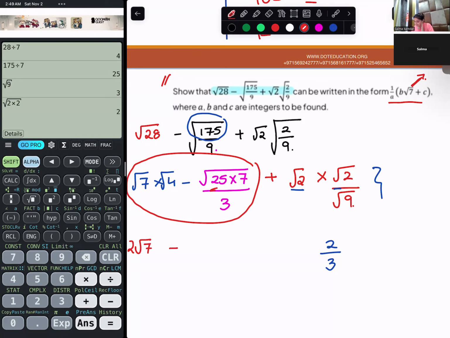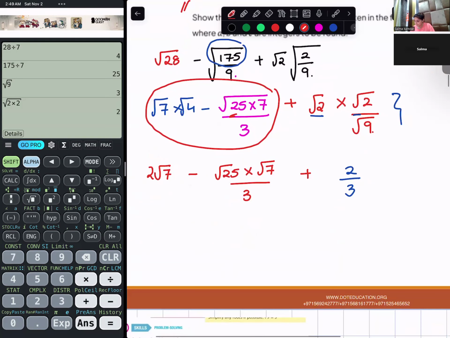Minus, break this factor pair, root of 25 into root of 7 over 3. This plus sign remains as it is. So this will become 2 root 7. Root of 25 is nothing but 5. So this becomes 5 root 7 over 3. And this is plus 2 by 3.